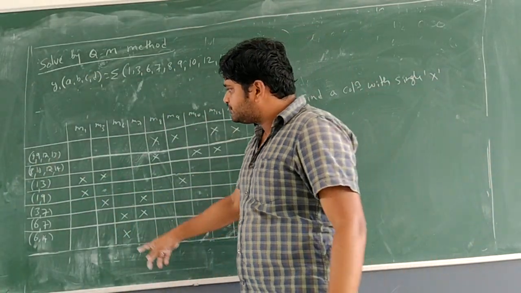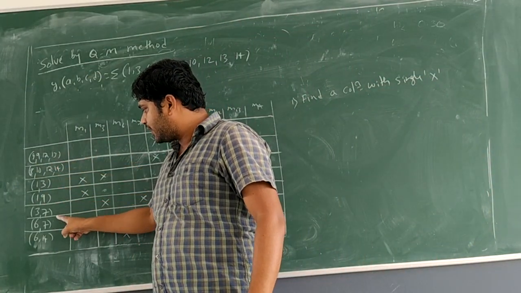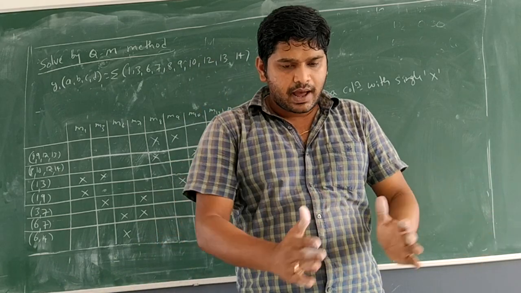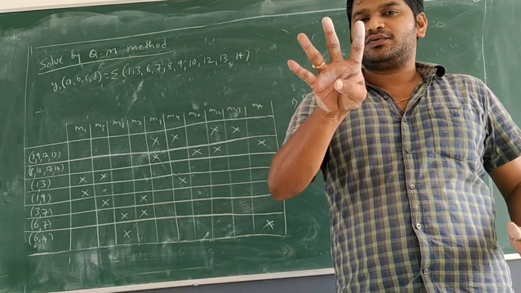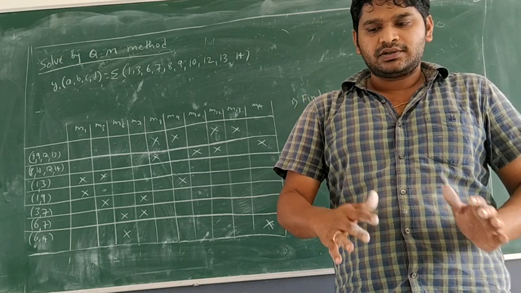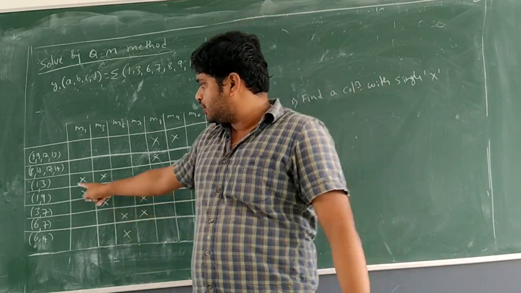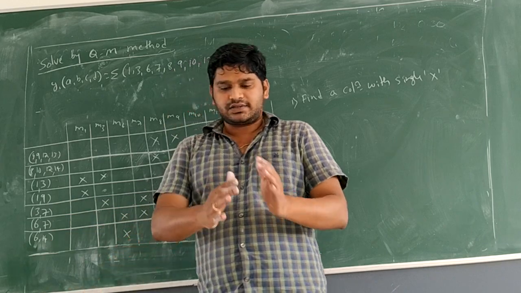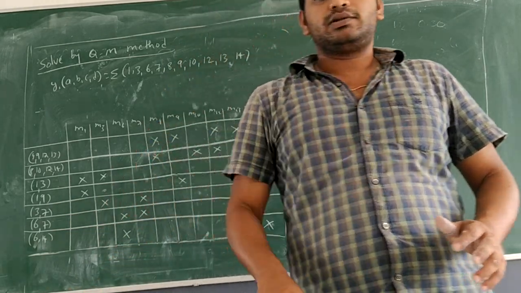You have 1, 2, 3, 4, 5, 6, 7. Total 7 bags. First bag has 4 balls. Second bag also has 4 balls. Next 5. 1, 2, 3, 4, 5. Next 5 bags has 2 balls.